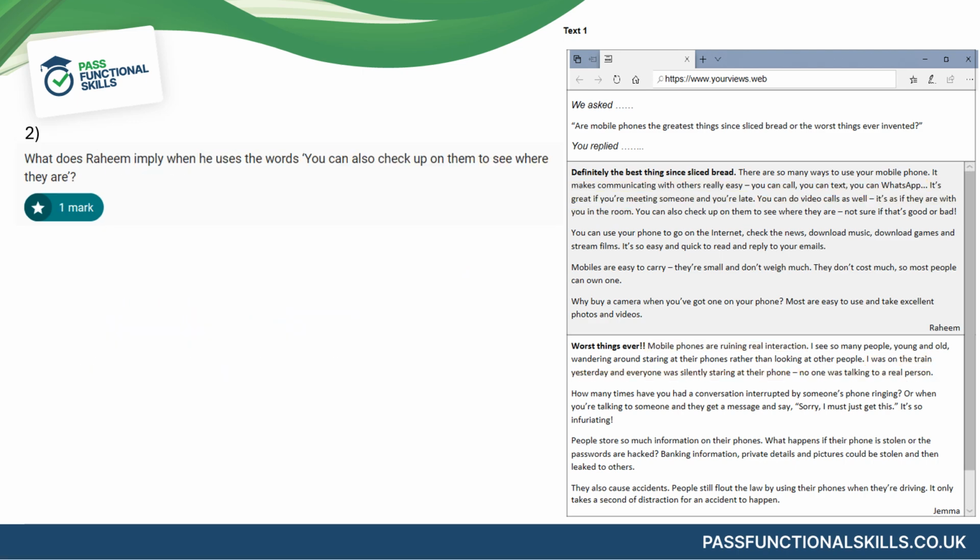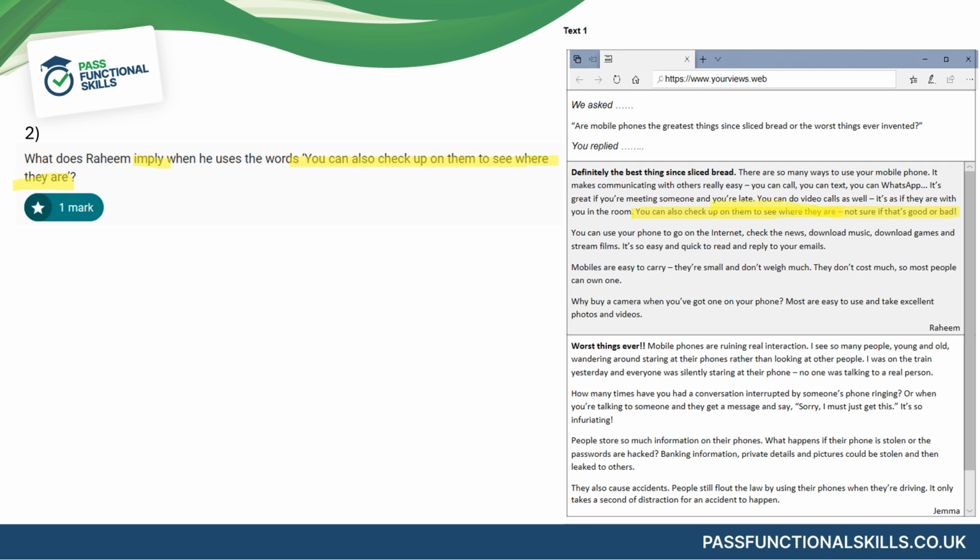Question 2. What does Raheem imply when he uses the words "you can also check up on them" to see where they are? Okay, so this is a 1 mark question just asking us what is implied. If you see this word imply, that just means what is the writer suggesting. So we're looking at this phrase here: you can also check up on them to see where they are. We can see that that is here in the text, and he says not sure if that's good or bad.